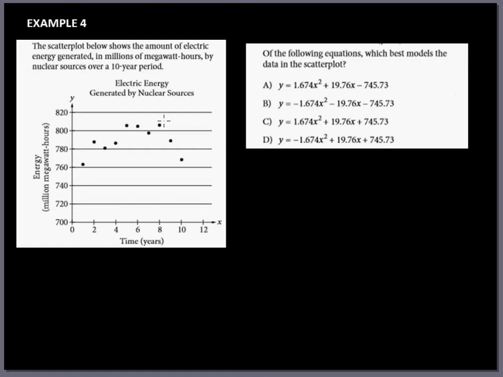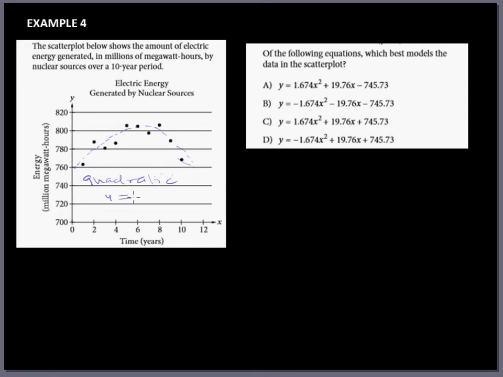The question here is, of the following equations, which best models the data in the scatter plot? Now, as you can see, this is a scatter plot, so one of the things you should be familiar with is generally using your eyes to guess how the data looks. What I would do is say, well, this appears to be a curve that goes like this, something like that. So obviously it tells you it's a quadratic equation.